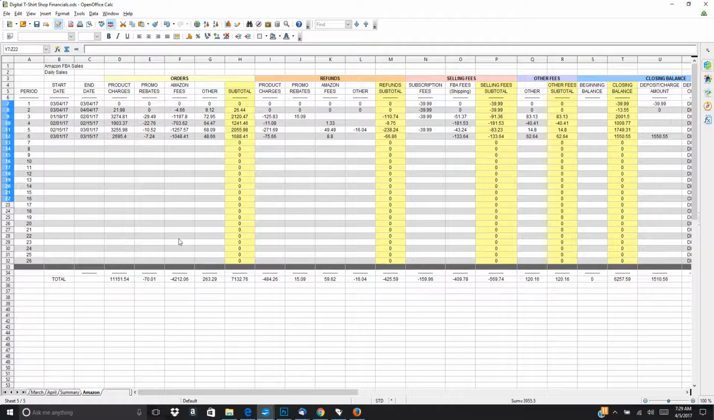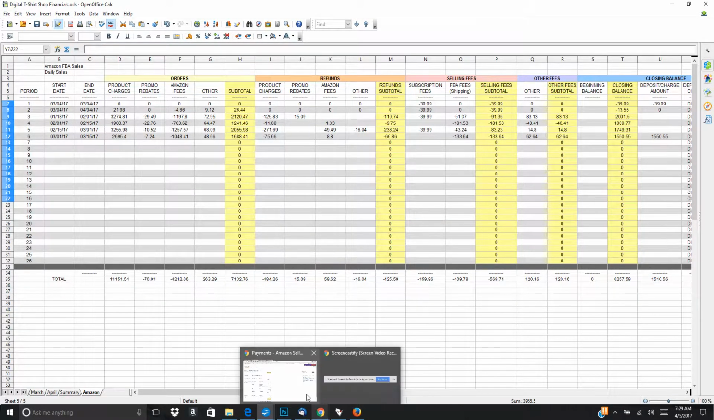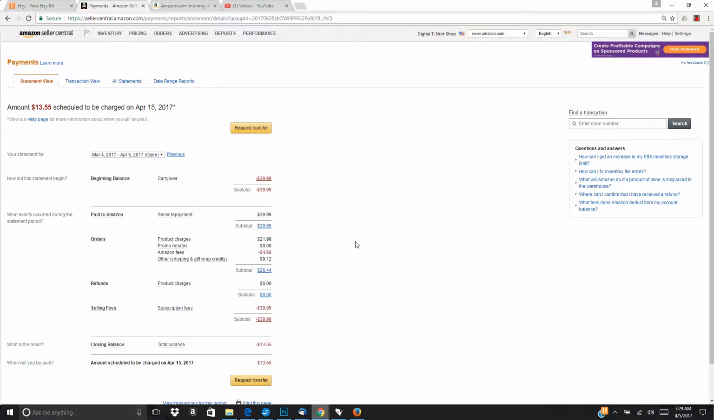So I wanted to talk to you briefly about this Amazon worksheet. This is something that I put together that follows the pattern of the Amazon payment screen. Basically, the Amazon payment screen breaks everything down by the different charge or the different fee, and then breaks it down by a payment period, which tends to be about 14 days.